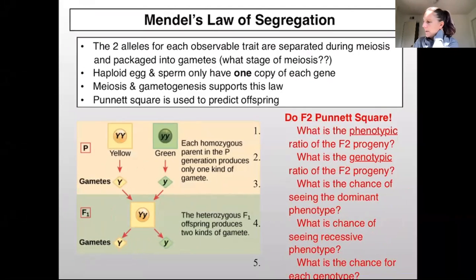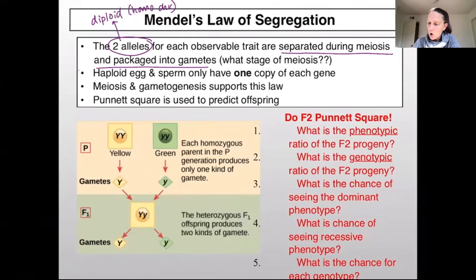All right, so here we are now looking at what is called Mendel's law of segregation. All right, so we know that there are two alleles for every observable trait, right? And why are there two alleles? Because we are, you got it, diploid organisms, right? Those two alleles occur in homologous chromosomes, right? Homologous pairs that get separated during meiosis 1, and they get packaged into our gametes.